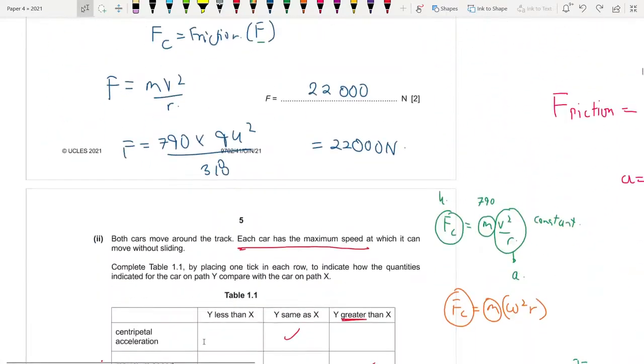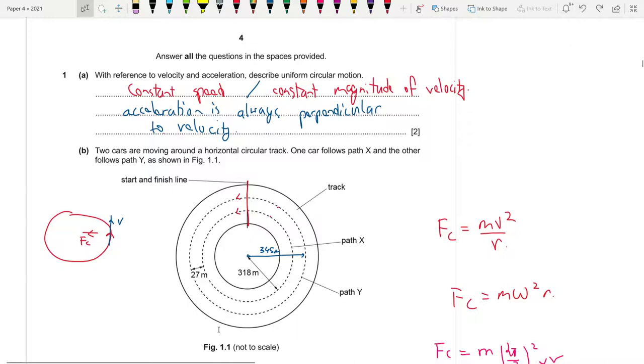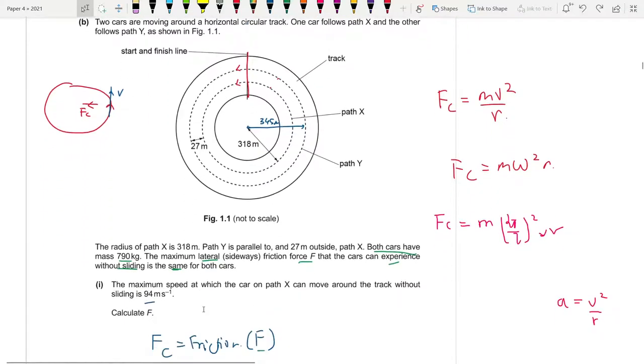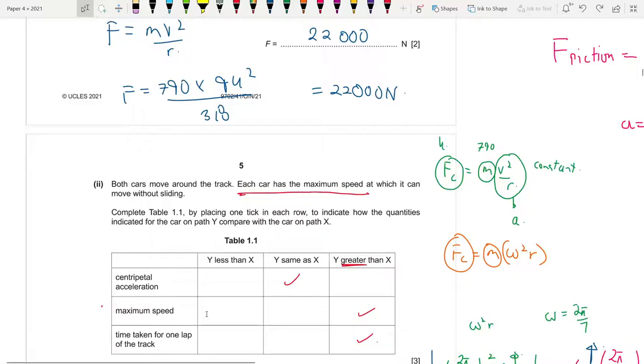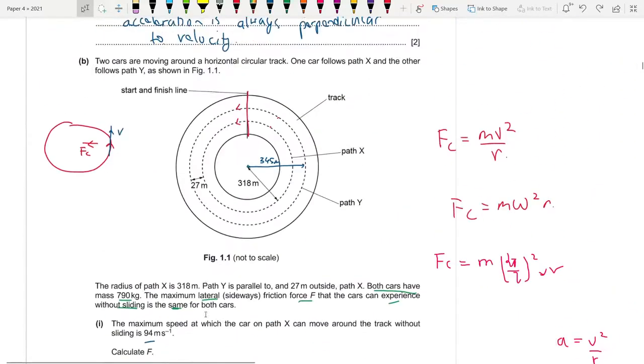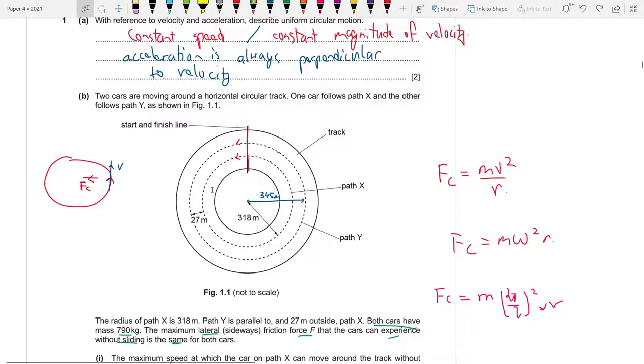This was quite complicated. So in general, remember this. You can memorize this if you want. If you have the same mass and same frictional force or centripetal force, and if you're located at a further distance from the center, you will have the same centripetal acceleration, right? But you will have a greater speed and you will take longer to complete one lap, because obviously you need to travel a greater circumference, right? Make sense?